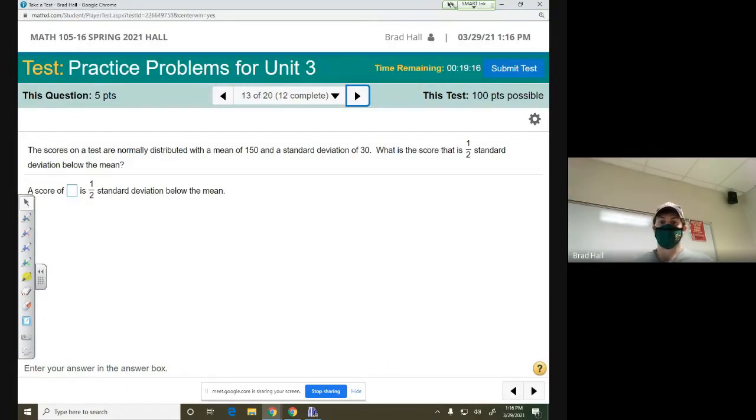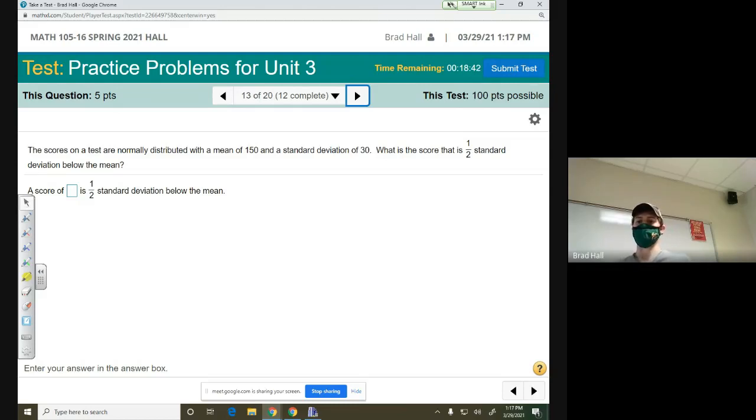Okay, so they give us the mean, the standard deviation, and they ask for what the score is that is 1.5 standard deviations below the mean. So in this problem, you need to figure out, well, what are we given and what are we looking for? I'm going to ask you all this. Do we have a z-score, or do we need to find the z-score? We do have the z-score.